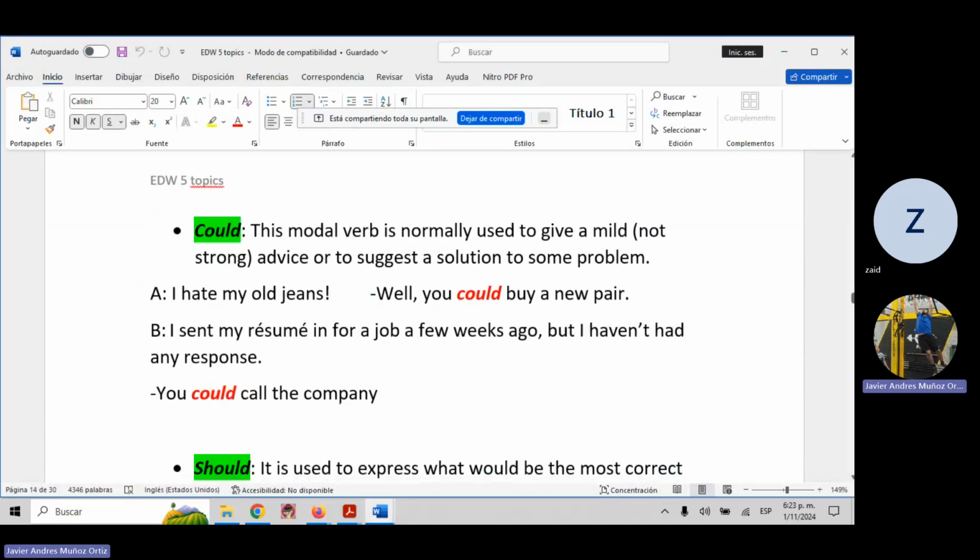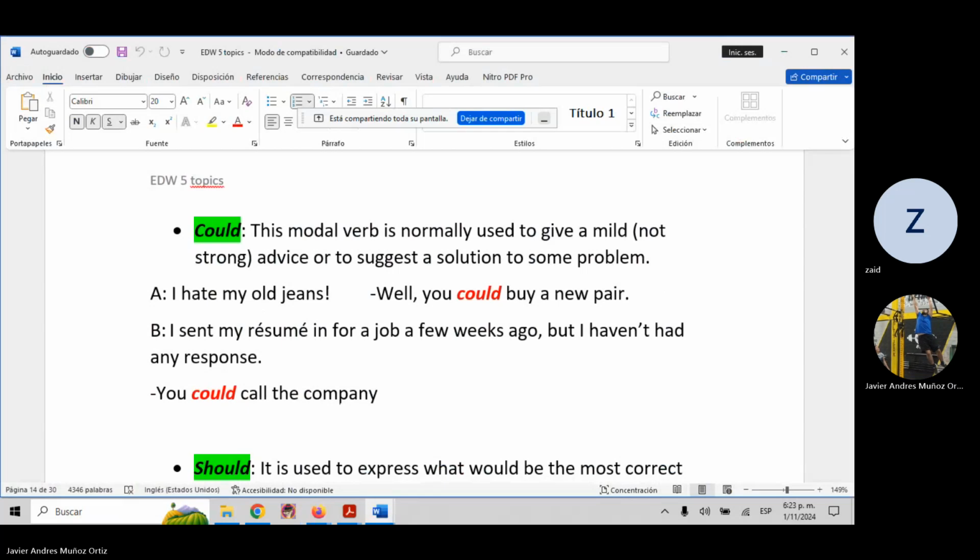So this is in general how these verbs work. But let's see them with a little more detail, right? Could is normally used to give a mild advice or a mild suggestion to solve a problem, any kind of problem, right? So, for example, I say I hate my old jeans, and you tell me, well, you could buy a new pair. So this is a suggestion, but it's not so important. It's mild. It's not a situation of life or death, right?